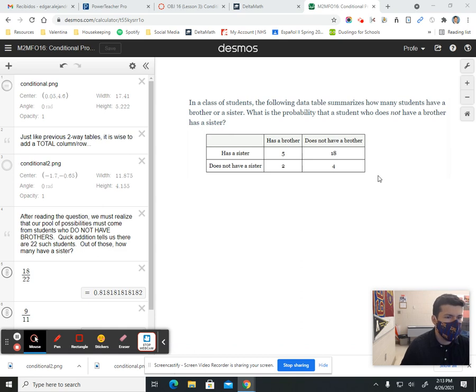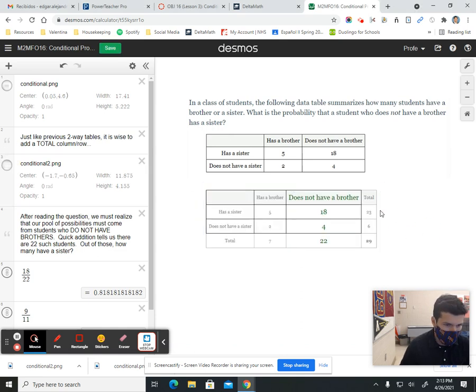All right, so the first thing that we can do, let's go ahead and think of totals. So there's really 23 students who have sisters. There's 6 students that don't have sisters, right? For a total of 29 students. We could add all 4 of these numbers and reach 29.